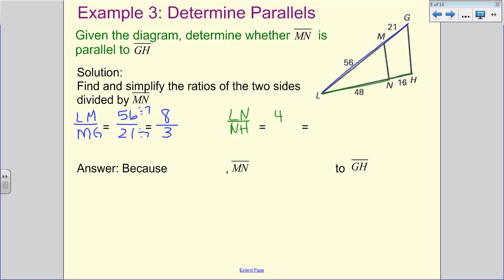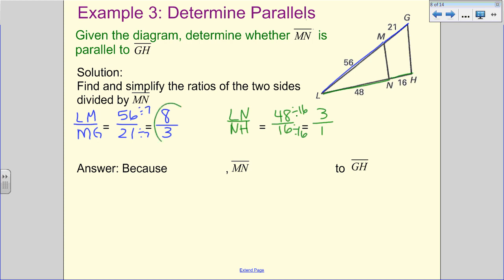LN is 48, and NH is 16. When I look at 48 over 16, I know they're both divisible by 8, but if I look even farther, they're both divisible by 16. So I'm going to divide both of them by 16. And so 16 divided by 16 is 1. 48 divided by 16 is 3. Sorry, my head gets ahead of my mouth sometimes. So we divide each of those ratios out and simplify that. We get 3 over 1.